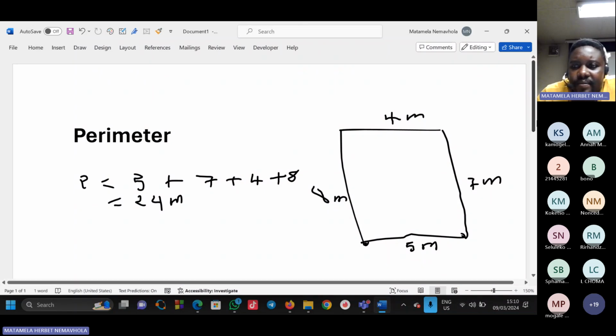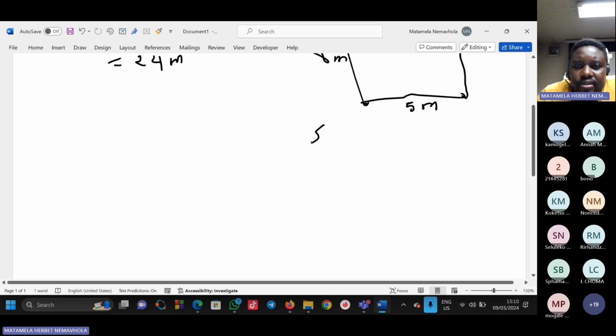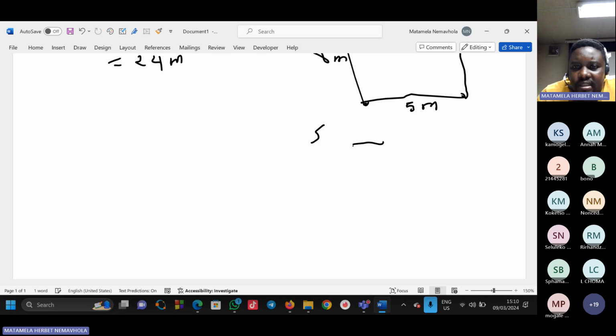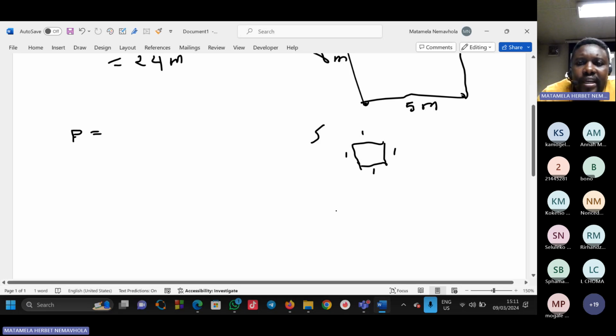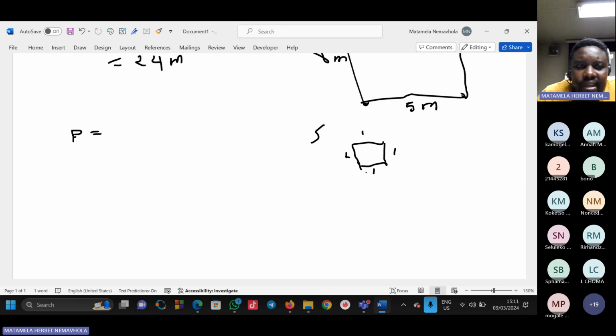So we have things like a square, yeah? A square, all the sides are equal. Let's assume this is a square, which means all the sides are equal, so if this one is 1, this one is going to be 1, and this one is going to be 1. So when you calculate the perimeter of a square, you add all these lengths. Let's assume each side is L. So you're going to say L plus L plus L plus L, which is equal to 4L. So this 4L means that we added all the sides of the square.